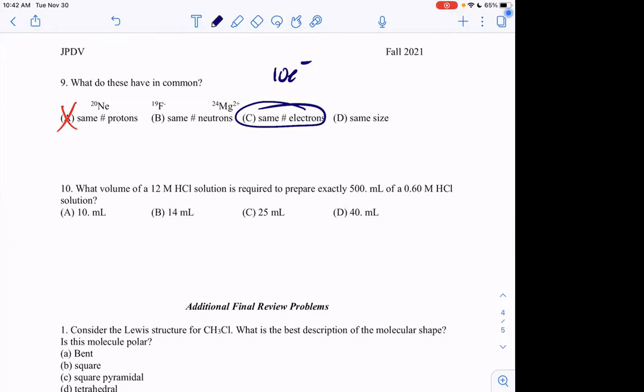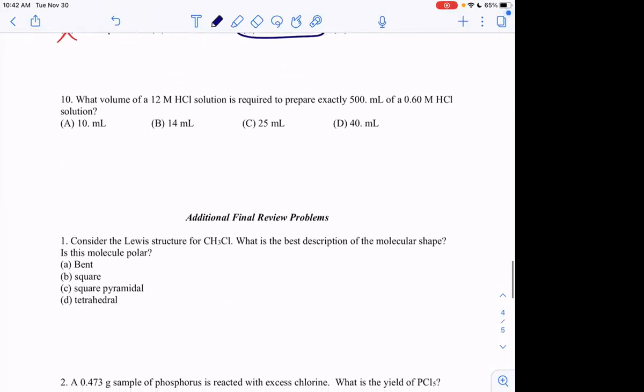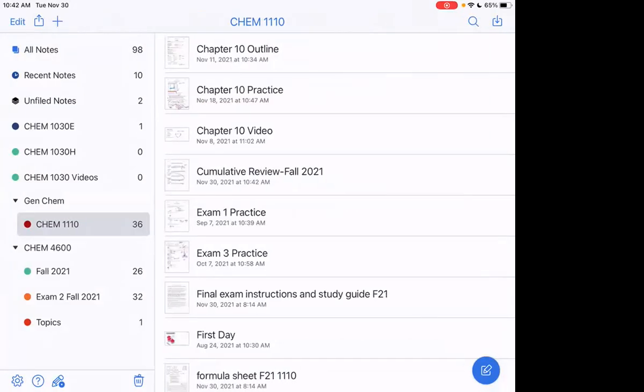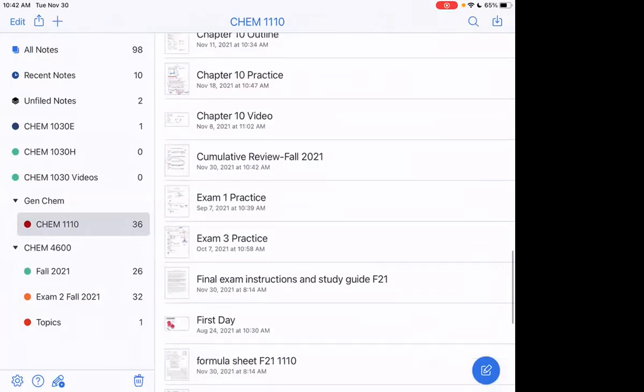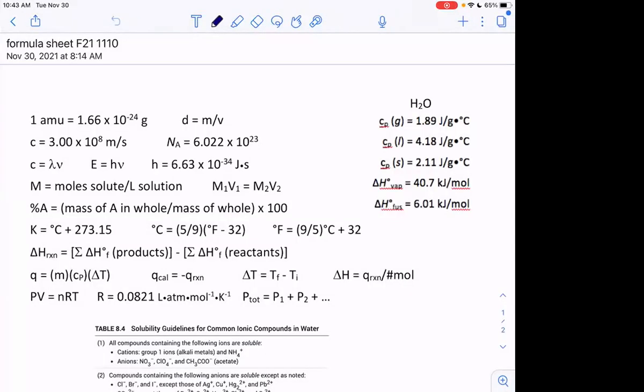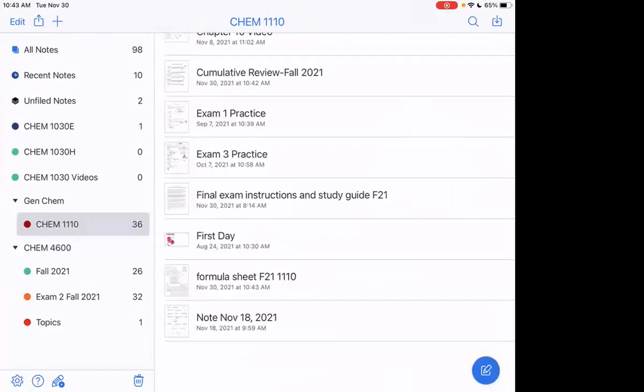What volume of 12 molar HCl is required to prepare exactly 500 mL of 0.6 molar HCl solution? Now let's double check. I'm pretty sure that's on his formula sheet. There it is there. M1V1 equals M2V2, right? So you have that on the formula sheet. This is the dilution one.